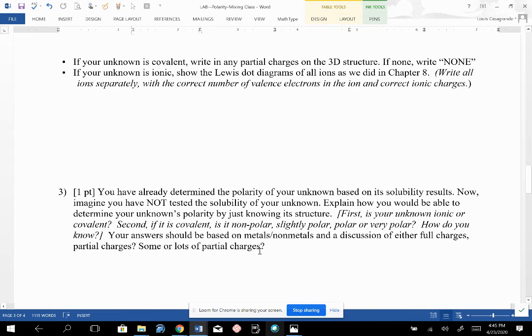I want you to draw just a 3D structure of your molecule or your ionic compound, and make sure you get the partial charges in. Also, make sure if you have a nonpolar substance, make sure you write none. So I know you didn't just forget to write in the delta plus, delta minus.